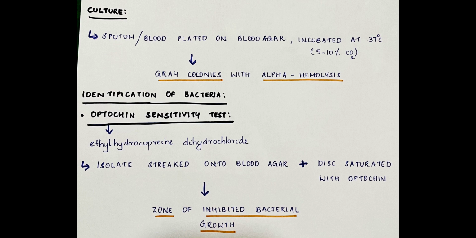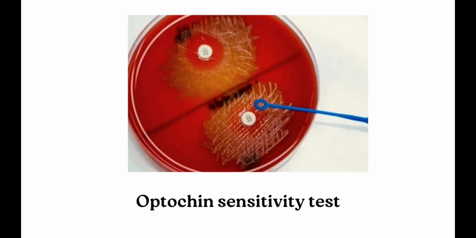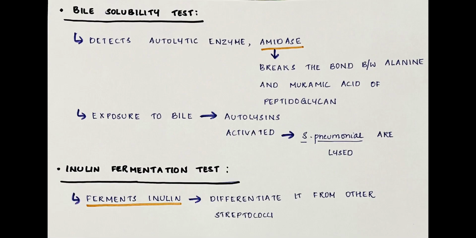The isolate is streaked onto a blood agar plate and a disc saturated with optochin is placed in the middle of the inoculum. A zone of inhibited bacterial growth is seen around the disc after overnight incubation. Bile solubility test. It detects an autolytic enzyme amidase present in pneumococci.